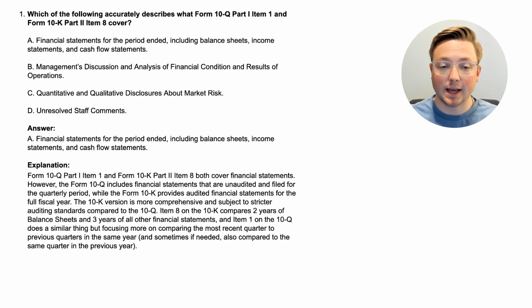All right, and the answer is A. Both of these items cover financial statements for the period ended, including balance sheets, income statements, and cash flow items, among other things like notes. And we'll read that here in a second. So essentially, Form 10Q Part 1, Item 1, and Form 10K Part 2, Item 8 both cover the financial statements. However, the Form 10Q includes financial statements that are unaudited and filed for the quarterly period, while the Form 10K provides audited financial statements for the full fiscal year.